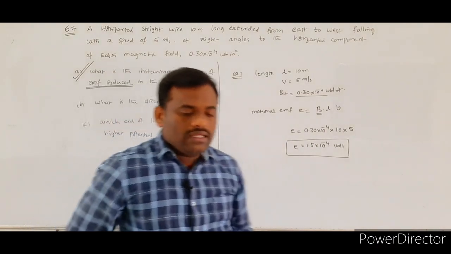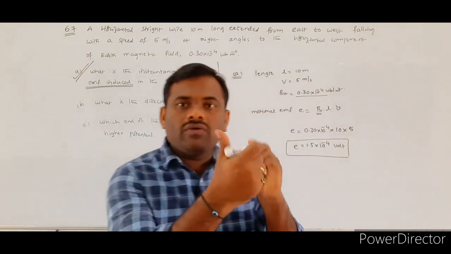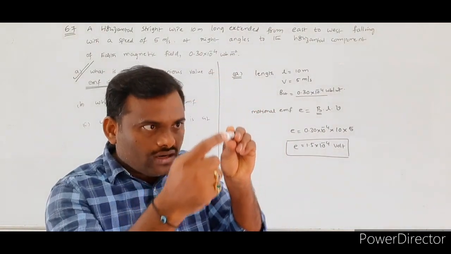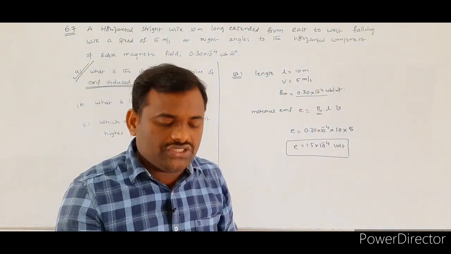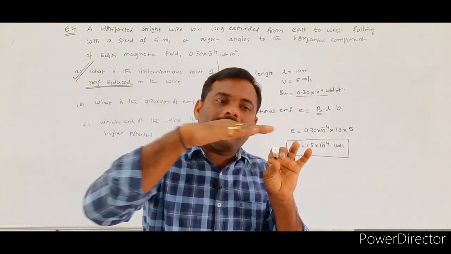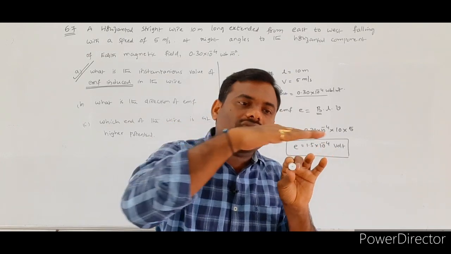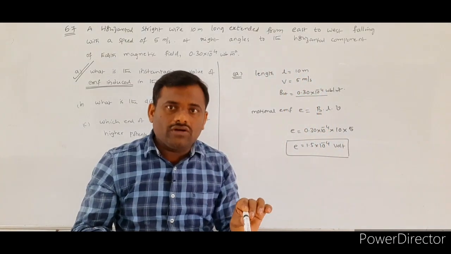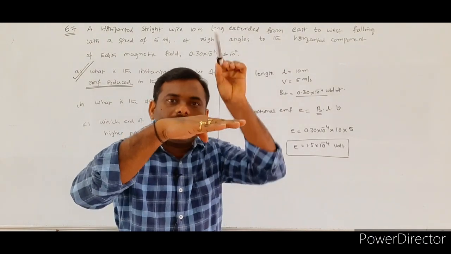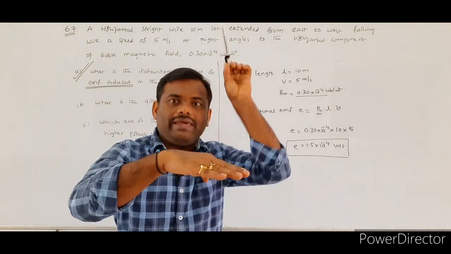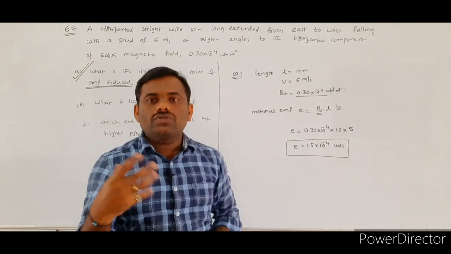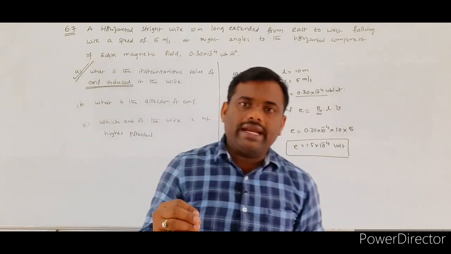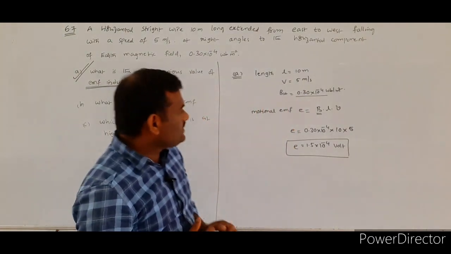How will the moving rod be moving? The rod will be moving in the vertically downward direction. What is the direction of the magnetic flux? The magnetic flux acts horizontally. So whenever the rod moves vertically downward, it cuts the magnetic flux, and whenever the rod cuts the magnetic flux, motional EMF is induced.